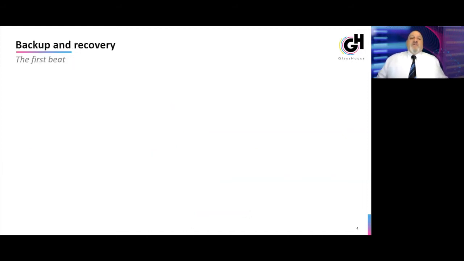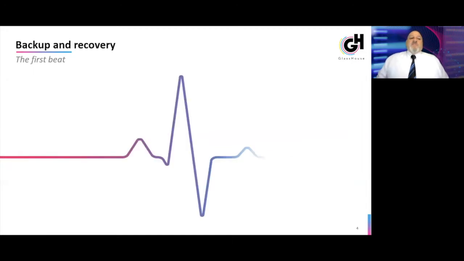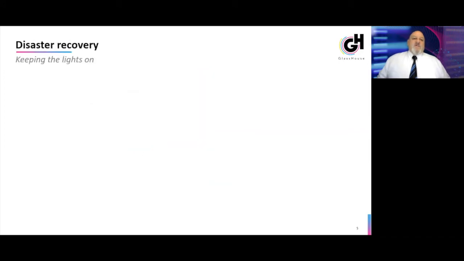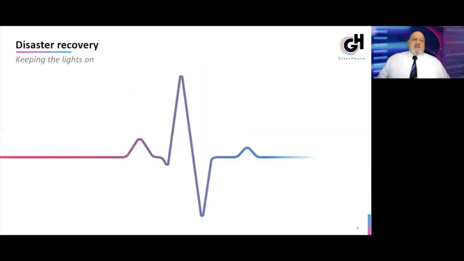Every time we've improved on that trust level, the first component being backup and recovery with snapshots, mirroring, synchronous and asynchronous copying of your data. We've created data also for recovery purposes when data gets damaged, potentially corrupted through hardware failures, and there are also regulatory requirements. IT took this on their shoulders and created backup and recovery, and the reason is that there was low trust that your data would always be 100% correct all of the time. But then what about fire or flood or something more sinister?